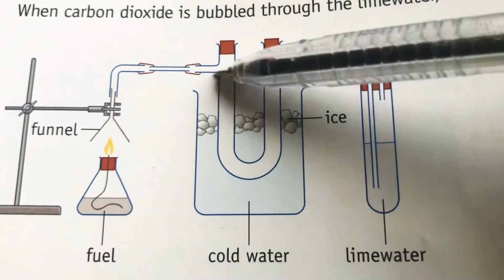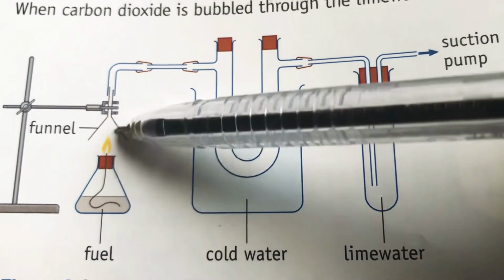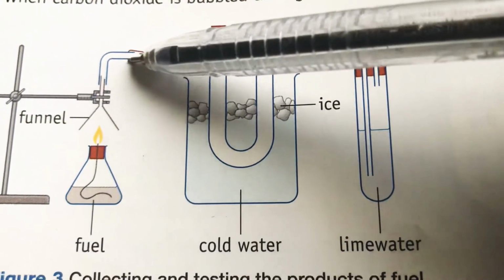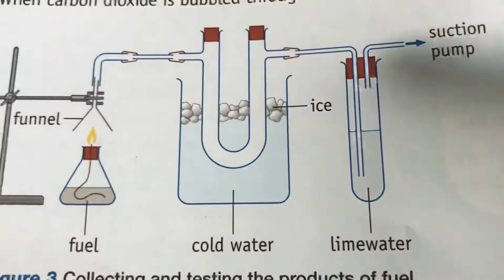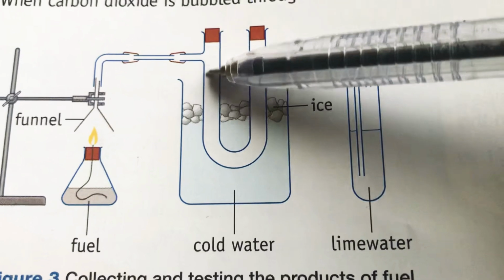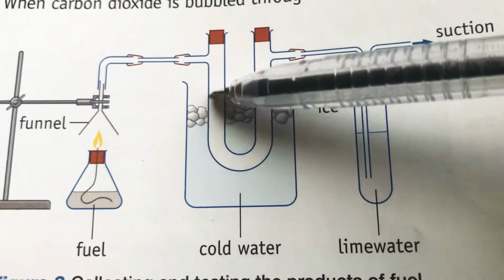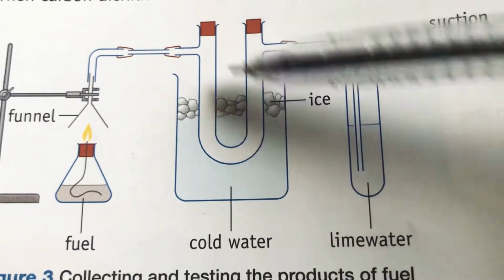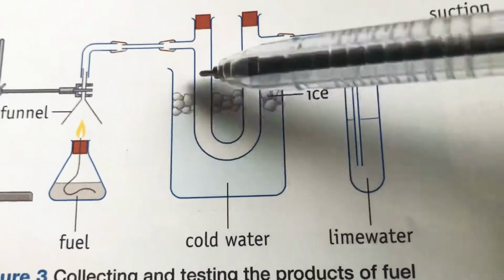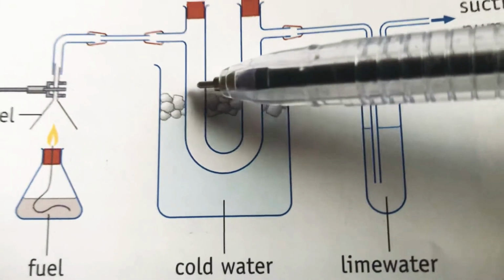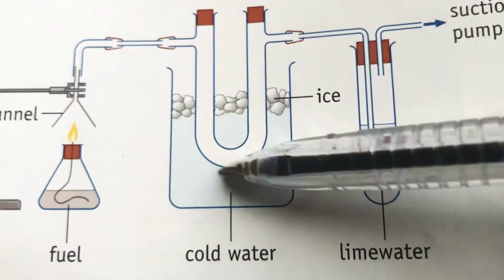Any gases that are coming through here, any of these hot gases that are being sucked through the suction pump, can hit the surface of this U-tube on the inside layer. Now, that's going to be very, very cold.